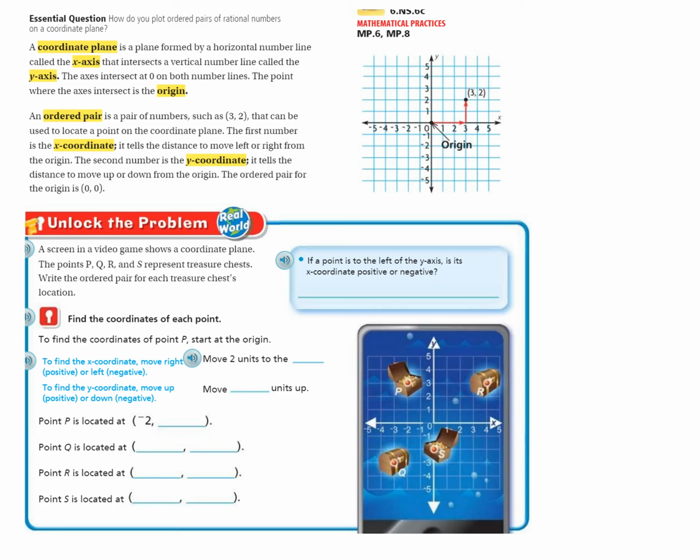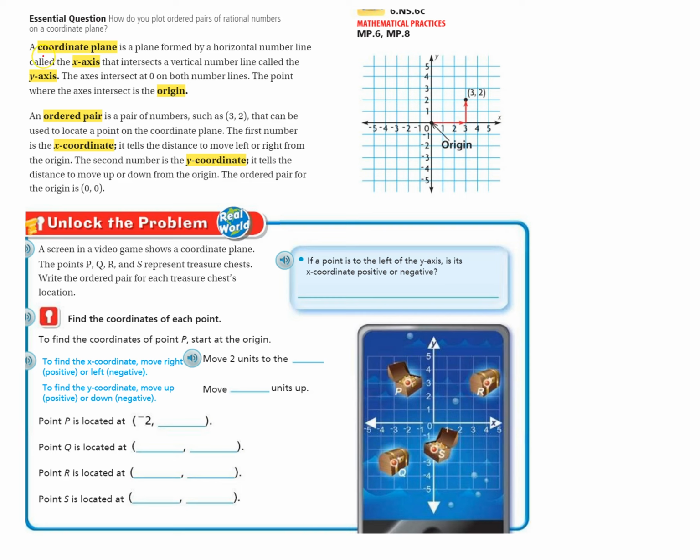Join me on page 127 in your big math book. Let's go ahead and get started. Okay, a coordinate plane. We have to go over this vocabulary. This vocabulary is extremely important. Make sure that you're listening. If there's anything you don't understand, raise your hand and follow along closely.